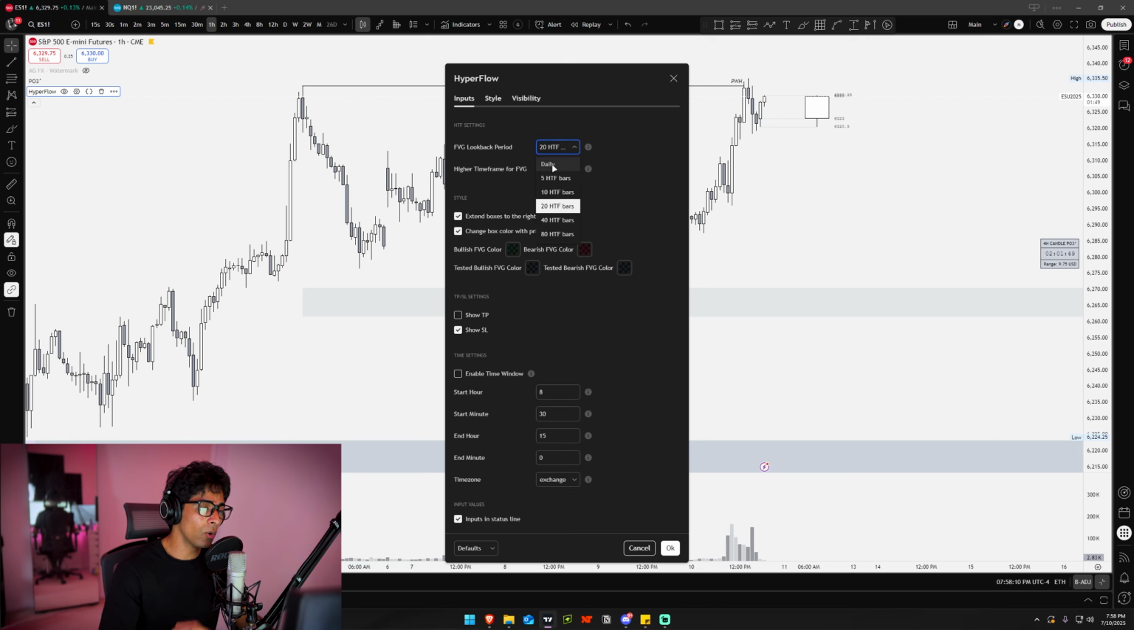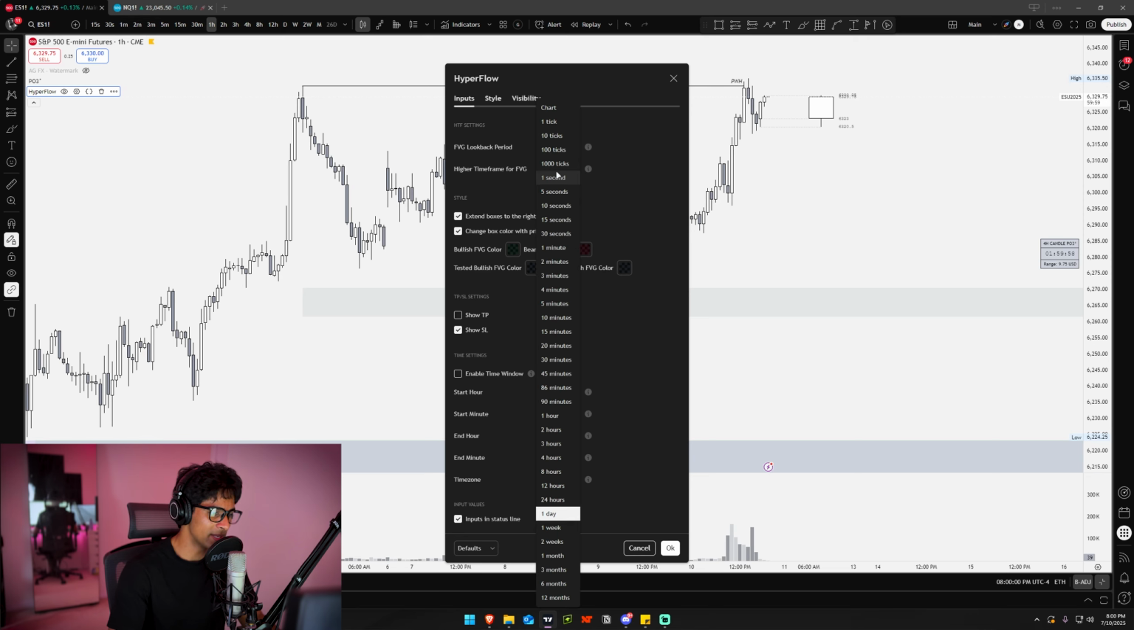On the daily setting, you're only going to be looking for fair value gaps that were created in the same trading day. For higher time frame bars, you can manually select how far you want to look back. I personally use the daily setting for my 1 minute setups and then 20 higher time frame bars for my higher time frame setups. And these two are likely what you're going to be on 95% of the time. Higher time frame for fair value gap, self-explanatory, right? It's basically what higher time frame fair value gap the indicator is going to look out for.